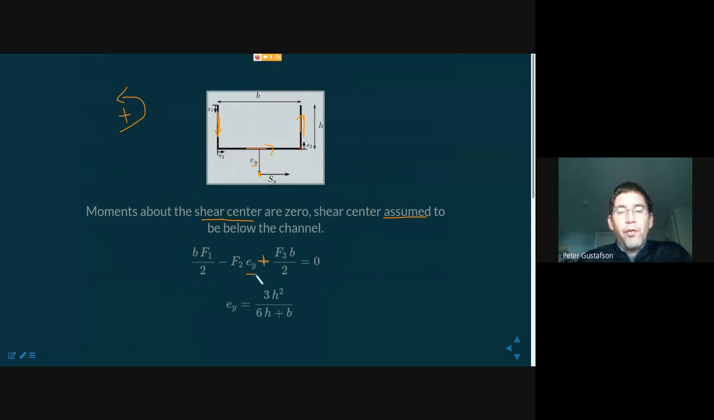We can solve that for EY. Of course, we know the magnitudes of F1, F2, and F3, so those will cancel. And here we have a computation that gives us the shear center location as measured relative to this point here in the cross section.